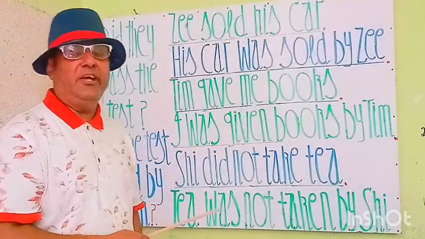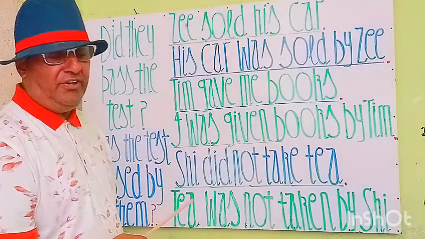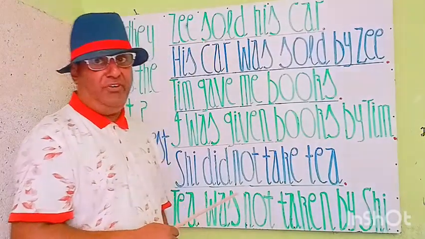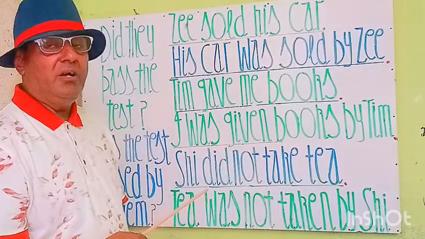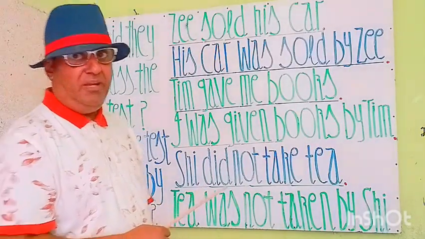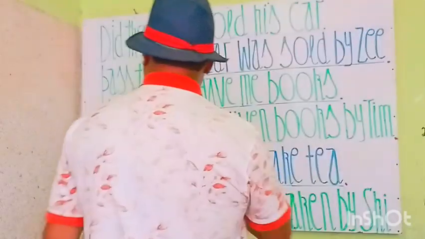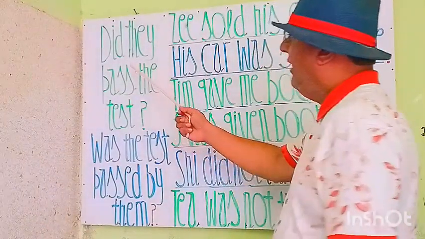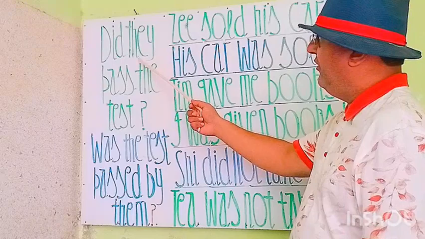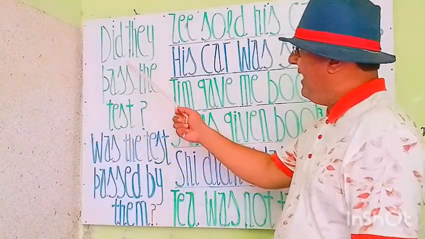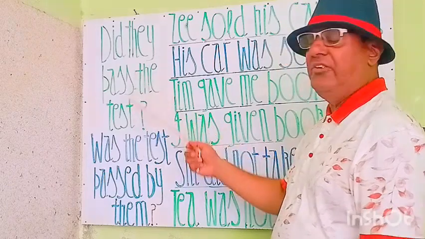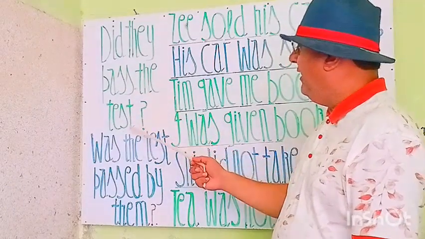Let's move to the interrogatives. How the passive of interrogatives in past tense will change. Here see the interrogative statement, active voice statement. Did they pass the test? This is an interrogative statement. ये एक सवालिया जुमला है.